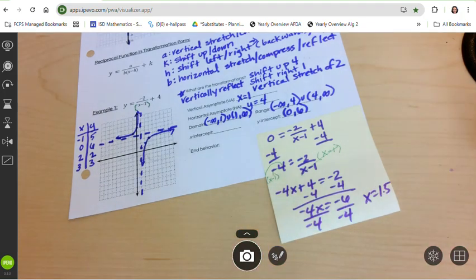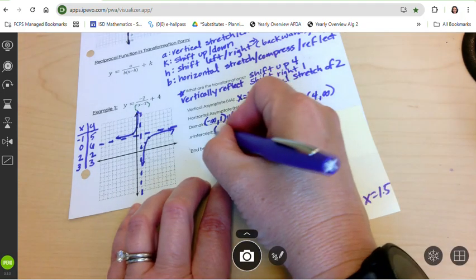I want you to remember you can also calculate that on your calculator. You should not have to do something that long in order to solve, but you should be able to do it if you have to. So your x-intercept is 1.5, 0.